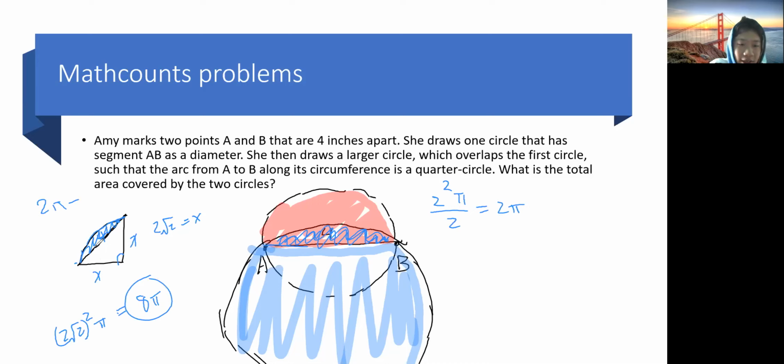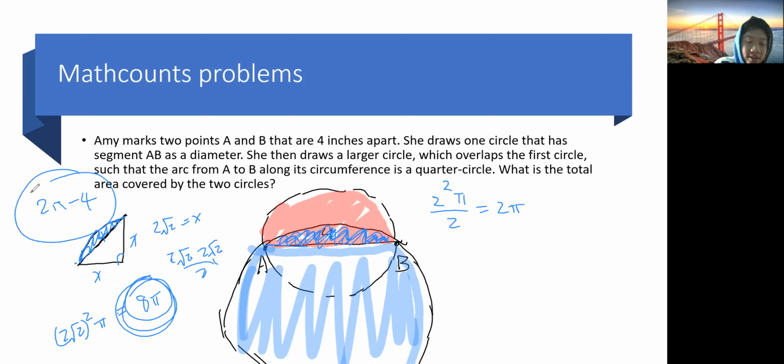And then we just subtract out the triangle here, 2 root 2 times 2 root 2, divided by 2, right? Base times height divided by 2. So that's going to be 4. So this section right here is 2 pi minus 4. So to get the area of the blue section, it's going to be the big circle area minus that little section. It's going to be 8 pi minus, 2 pi minus 4. 6 pi plus 4. So the negatives distribute the negative. 6 pi plus 4. So that's the area of the blue section.